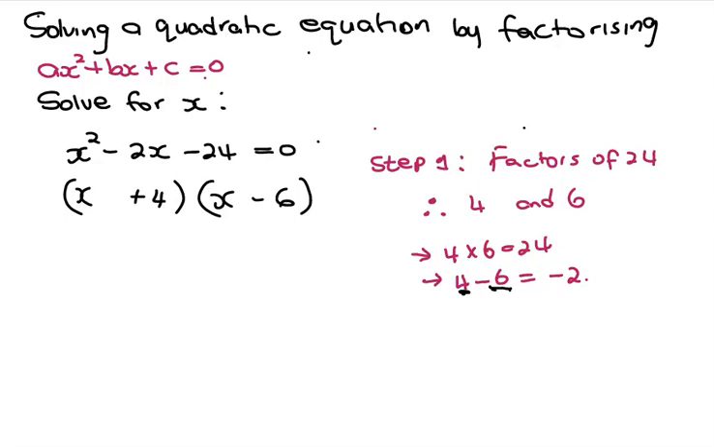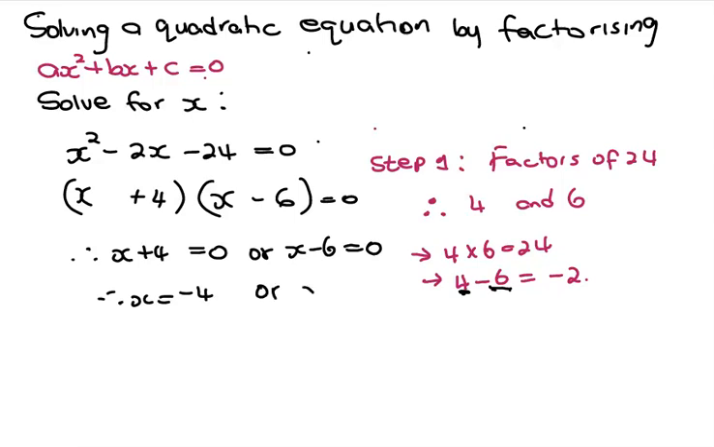Therefore, to solve this, remember this is equal to 0. We can just equate the brackets. Therefore, we can take the x plus 4 and equate it to 0, or we can take the x minus 6 and equate it to 0. Solving for x, we will have x is equal to minus 4 because you are subtracting 4 on both sides, or you can have x as positive 6. Then this question is solved.